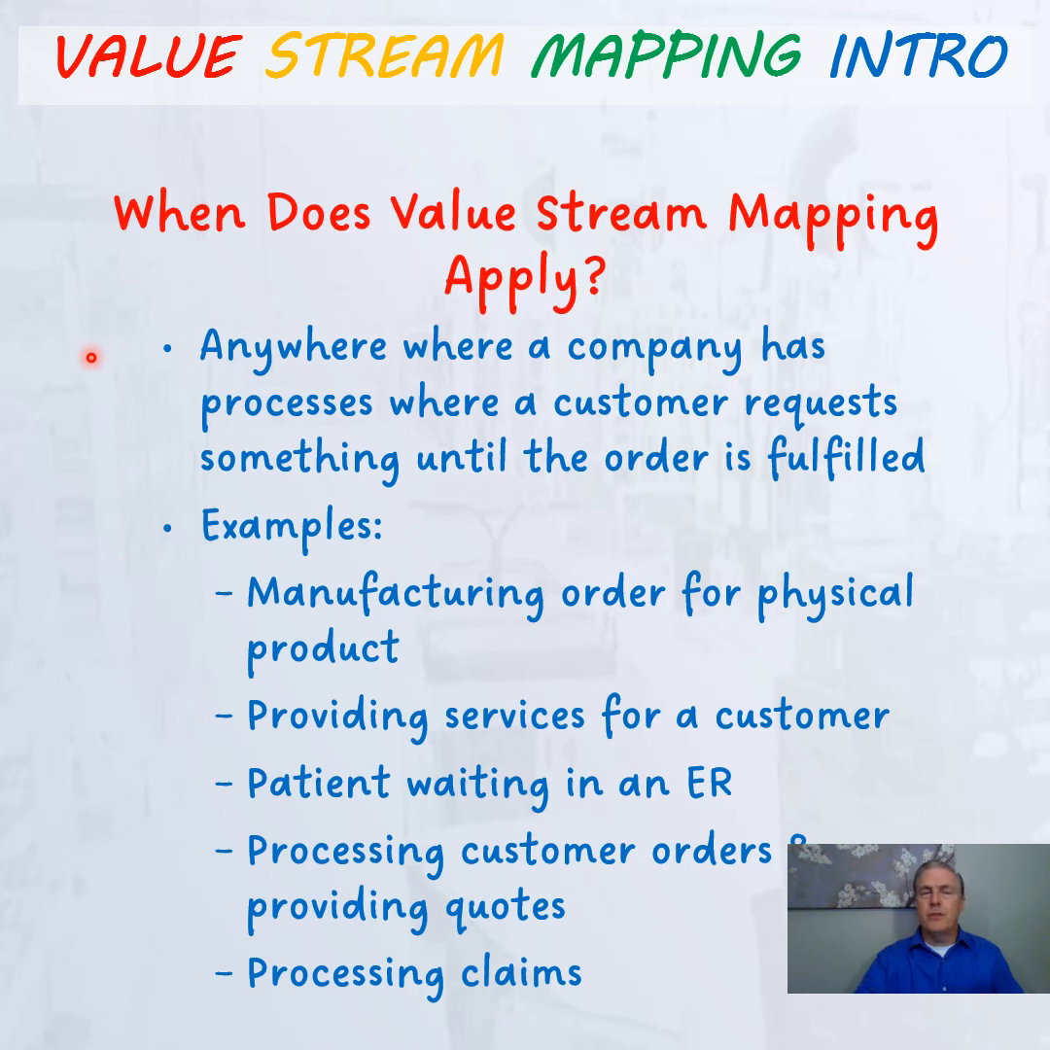So when does value stream mapping apply? Anywhere a company has processes, or where a customer requests something until the order is fulfilled, that's when value stream mapping can apply. Some examples, as we've already talked about: a manufacturing order for a physical product. That's one place where value stream mapping applies. Providing services for a customer. If you're service oriented, value stream mapping applies really well.